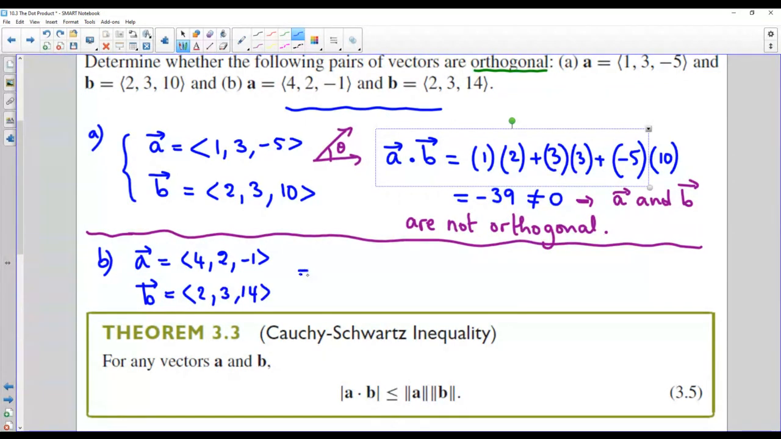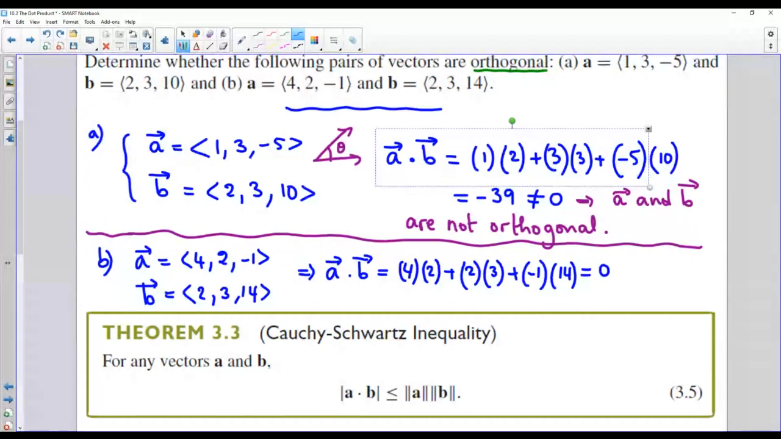This time, the dot product is 0, huh? Okay, thank you, Noor. Yes. So it's 4 times 2 plus 2 times 3 plus minus 1 times 14. And if you calculate this, then this is equal to 0. So what is the conclusion here? The conclusion is that the cosine is 0, so the theta is 90.